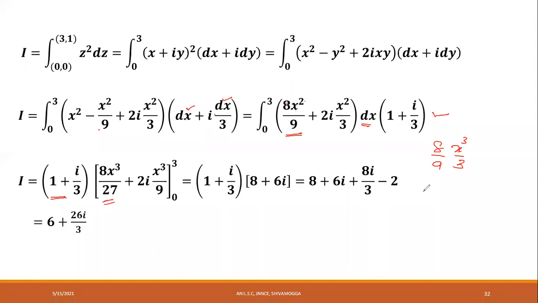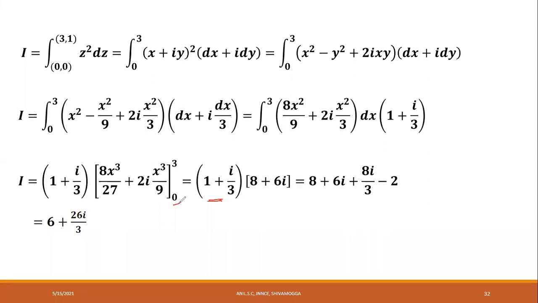Plus 2i by 3 into the integral of x square, which is x cube divided by 3. 3 into 3 is 9, so 2i x cube divided by 9. Integrated. Now apply limits. Keep this 1 plus i by 3 as it is: 8x cube divided by 27 plus 2i x cube divided by 9, with limits from x is equal to 0 to 3.